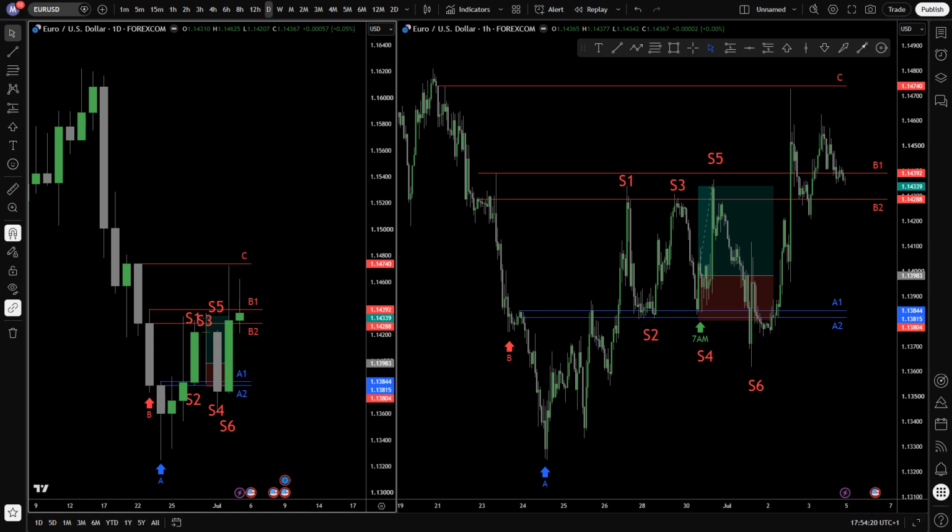Now let's look at what happened after price formed S6. Where did price head next? It moved towards level C. Why? Because level C was another higher time frame target.